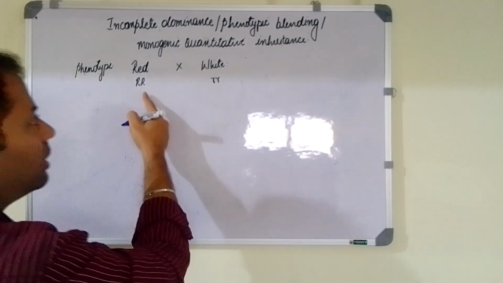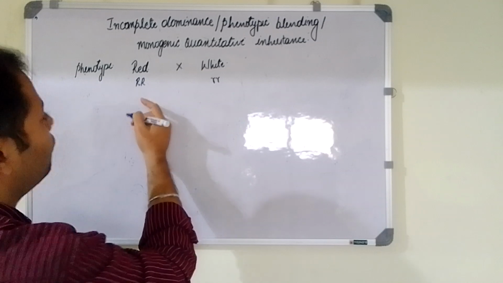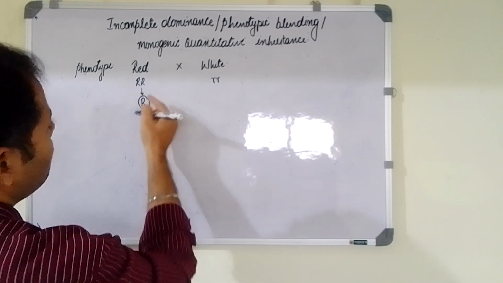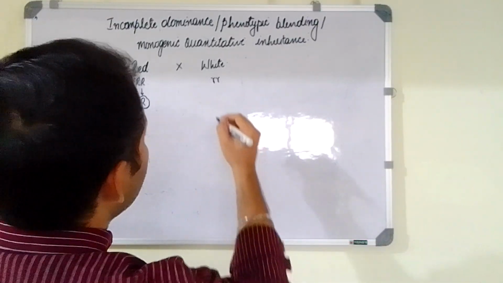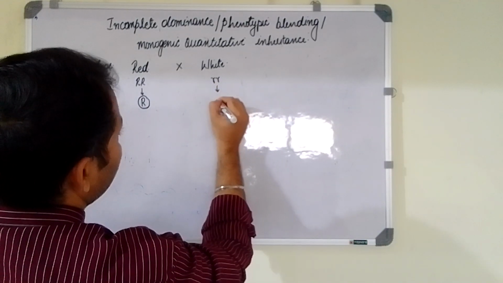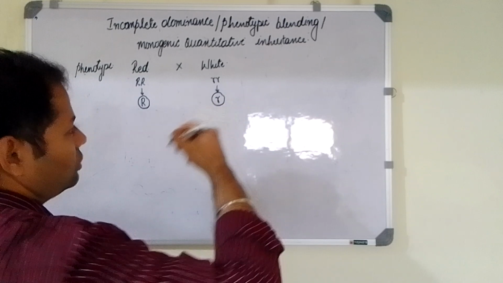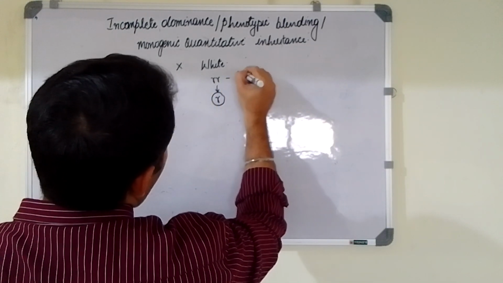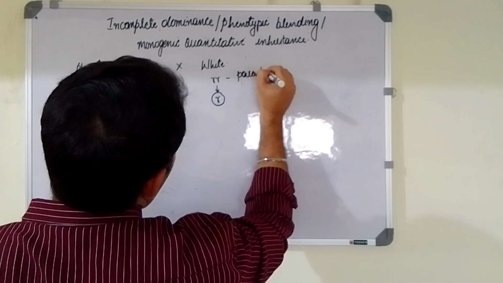So what is the gamete that is formed from here? The gamete that is formed from here is going to be capital R. Only one type of gamete is formed because it is homozygous condition. So here also you will have only one type of gamete because this is also a homozygous condition. So this is your parental generation, parent.